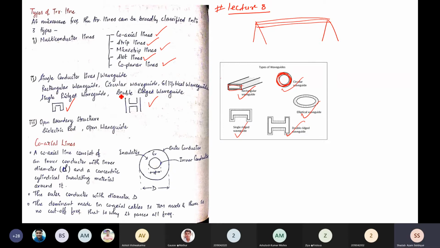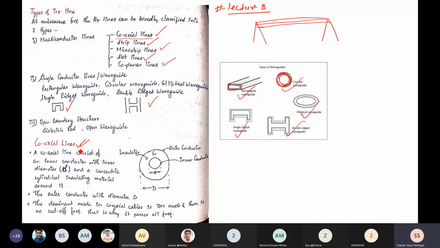Now we will see the first type of transmission line, the coaxial line. This is one of the most widely used for high frequency applications. You are using coaxial lines for your TV transmission, like from the parabolic dish antenna to the set-top box, or from the TV distributing station to your home. So coaxial lines are widely used.